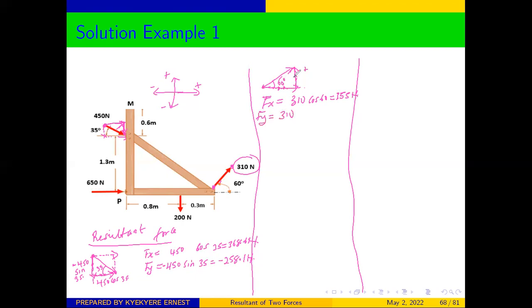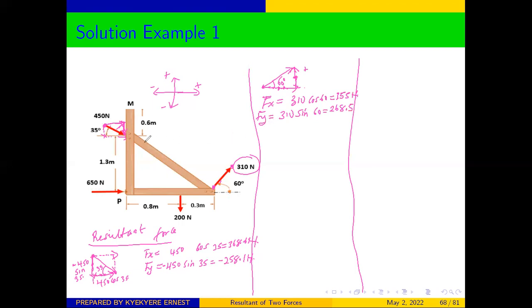And then we can get our y component for that force also, which will be 310. Now you can see that this is a y component. The y component is facing the angle, which is going to be 310 sine 60, and that will be equal to 268.5. And from there, we have been able to resolve that force into x and y components.